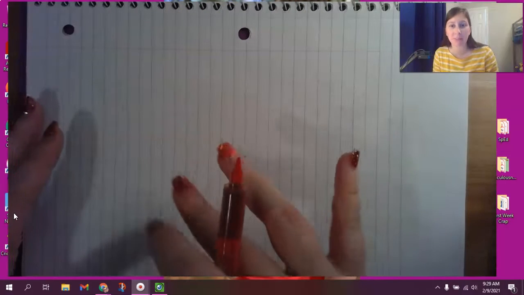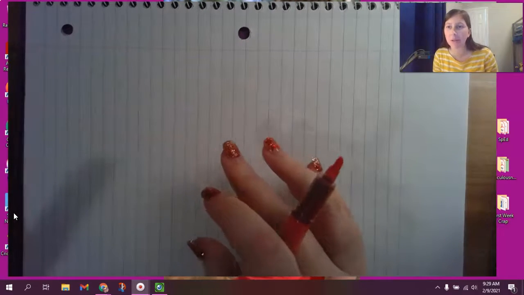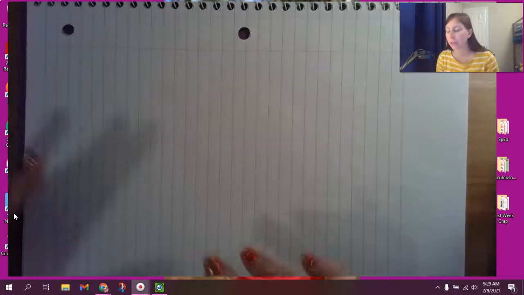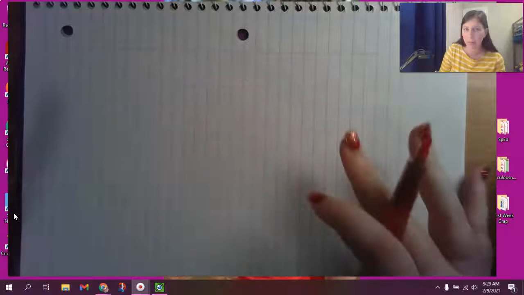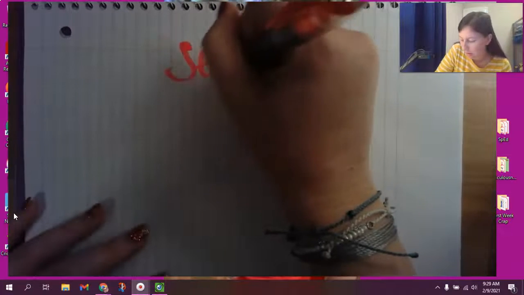You will need a piece of paper and at least a pen or a pencil. If you want to bring colors, go for it. I love colors, so my notes will be very colorful, but yours can be totally just pencil and paper if you'd like. It's 100% up to you. So I'm going to turn my paper sideways like this, and I'm going to write the word seasons.